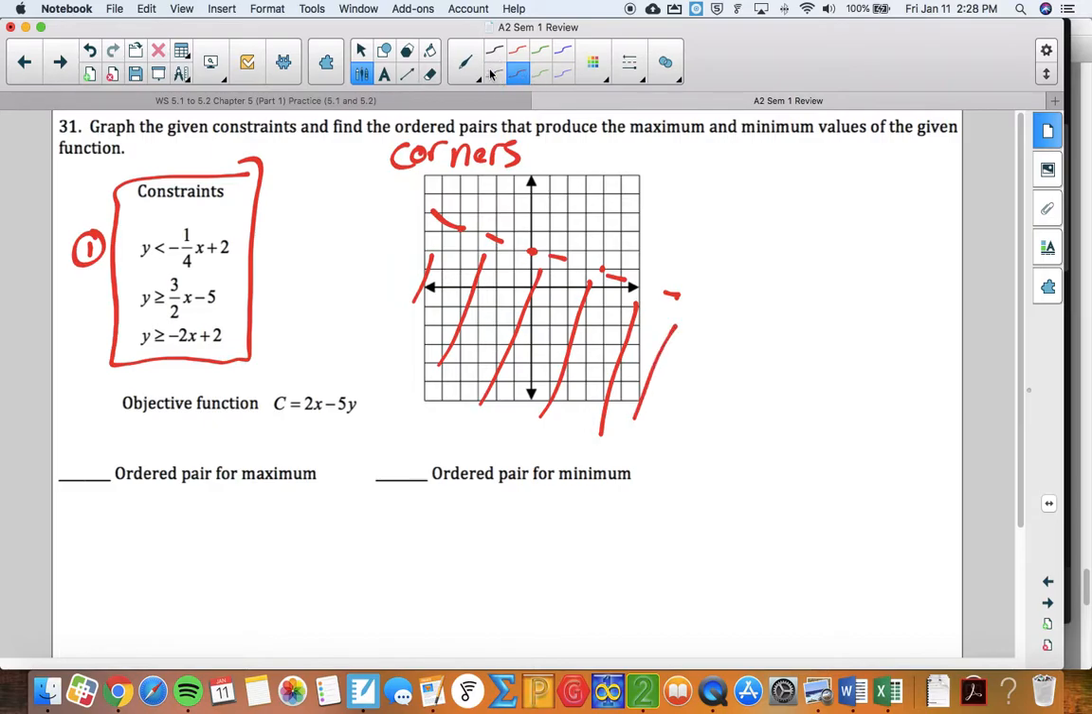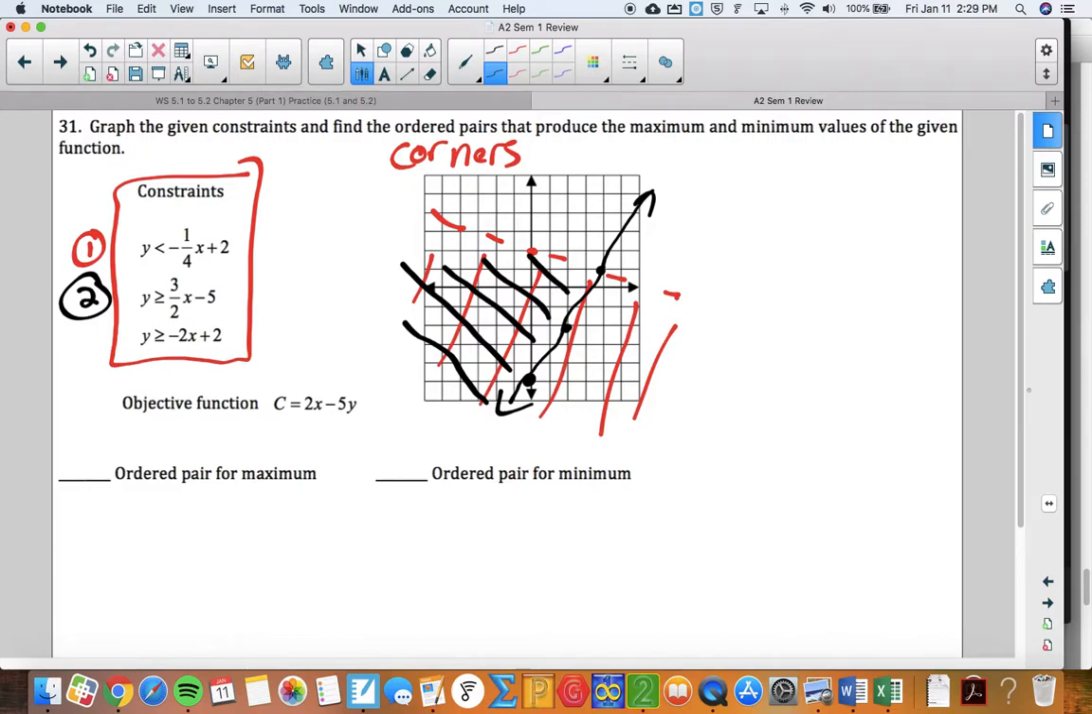Next equation. Y-intercept is -5. Right there. Up 3, right 2. Up 3, right 2. This is a solid line. And we're going to shade above the line because it's where y is greater than or equal to. So right now I'm just going to shade above the line where the red is.